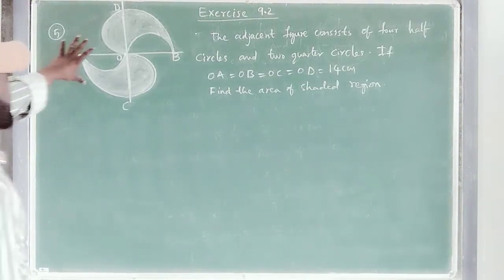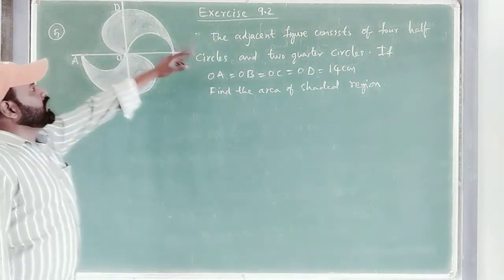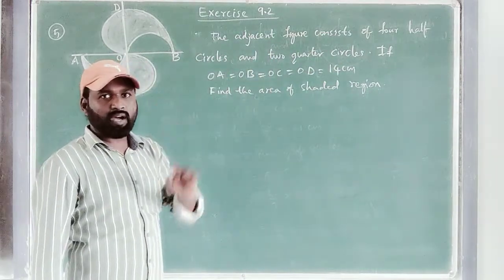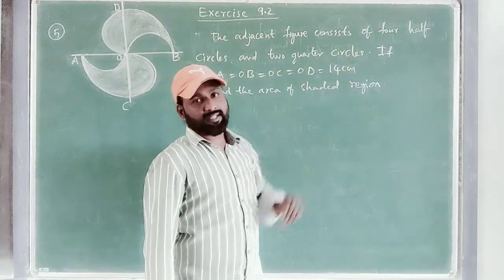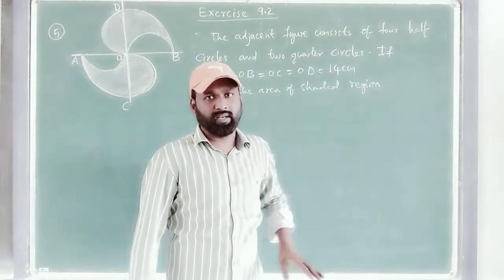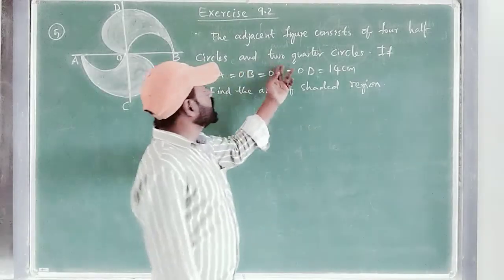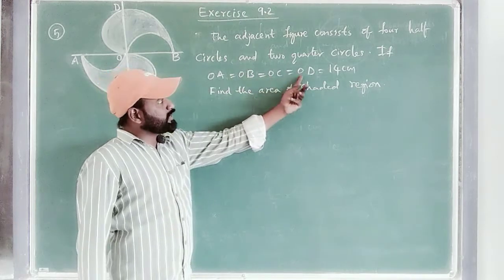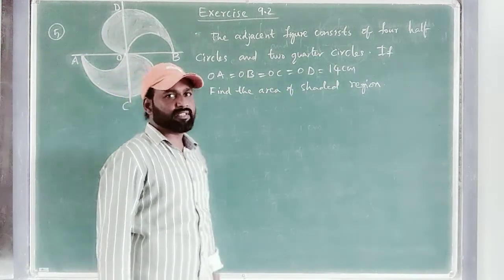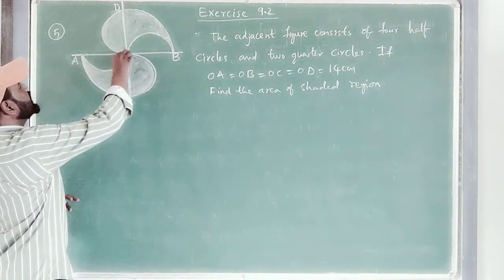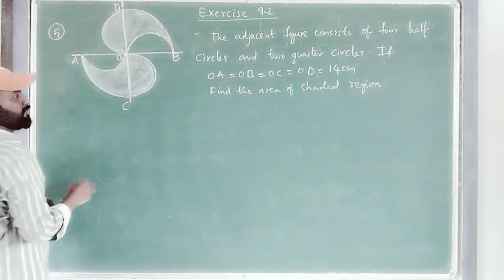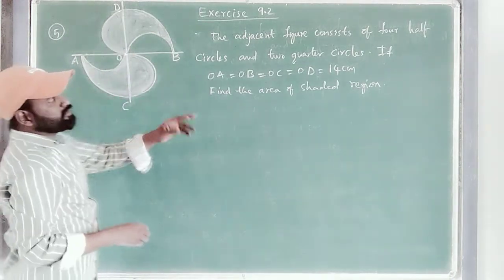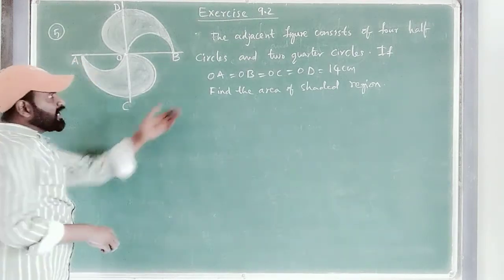Look at question number 5. One more figure is given like this. The adjacent figure consists of 4 half circles and 2 quarter circles. Quarter circle means 1/4 of the circle, the 4th part of the circle. If OA is equal to OB is equal to OC is equal to OD, that all are equal to 14 centimeters. Here in the figure, O is here, A, B, C and D. Here OA, OB, OC and OD all are equal to 14 centimeters.